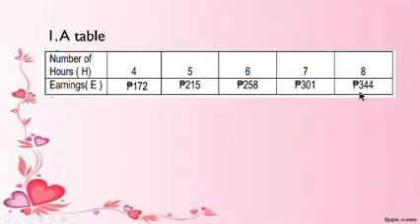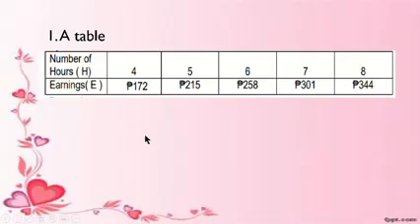So here I have a table containing the number of hours and earnings ng isang tao. So kapag 4 hours siyang nagtrabaho, 172 pesos yung earnings niya. 5, 215; 6 hours, 258; 7 hours, 301; 8 hours is 344. Okay, so, as you will notice, ang domain natin or yung X value natin, itong 4, 5, 6, 7, 8, kasi sila yung unang value. And yung range natin or yung value ng Y natin, itong nasa baba.